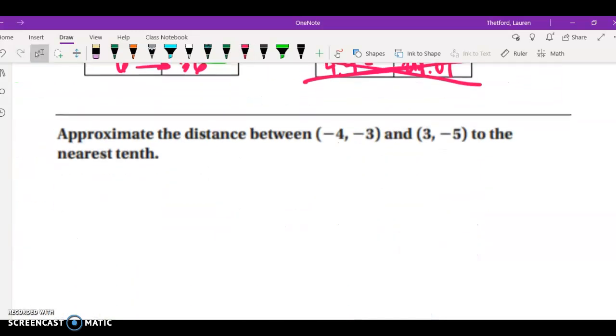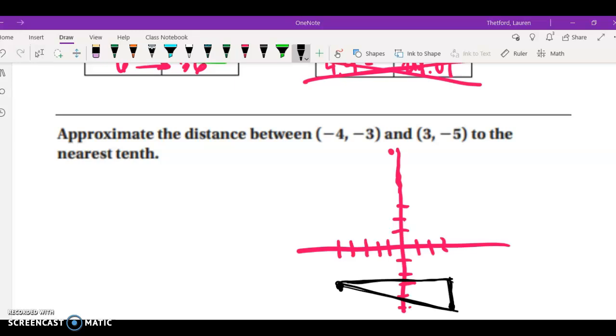Approximate the distance between those 2 points. So -4, -3, 3, -5. Points are actually right here. So we have 1 point and 1 point. I just drew a grid. You totally don't need to, and I'll show you how in a minute that you don't need to do that part. But what we're trying to find is this section right here because we can't count diagonally.